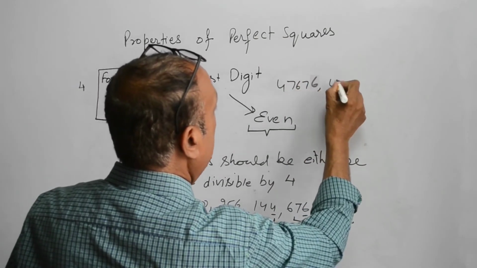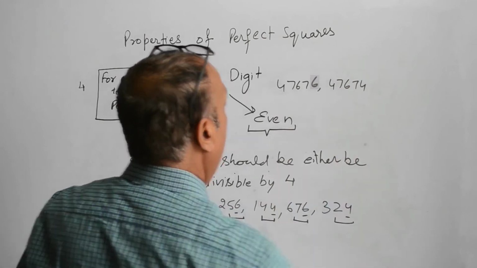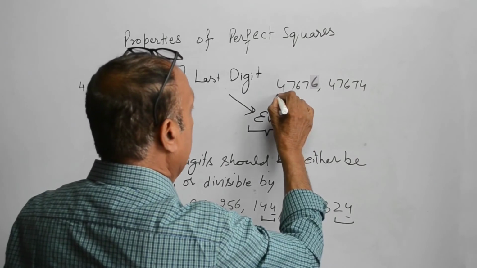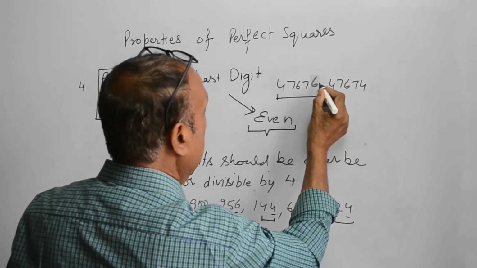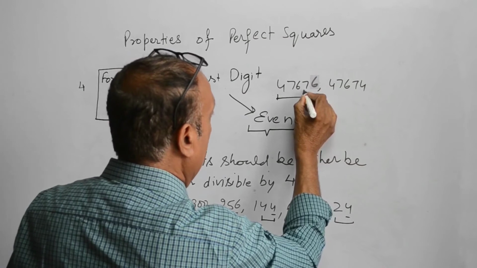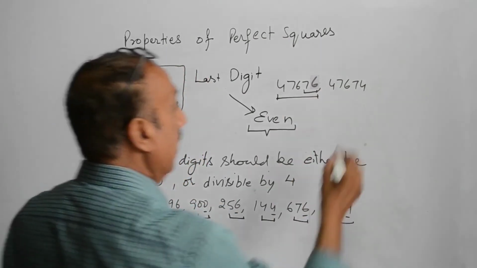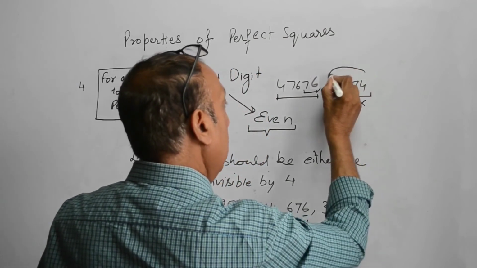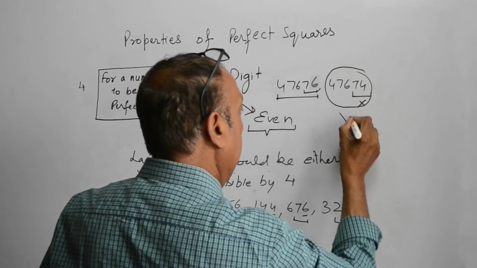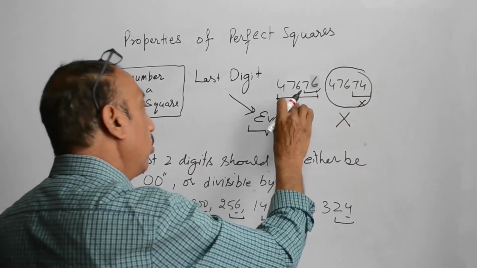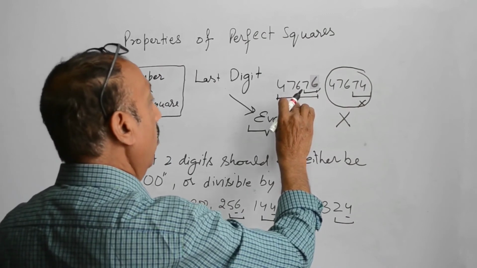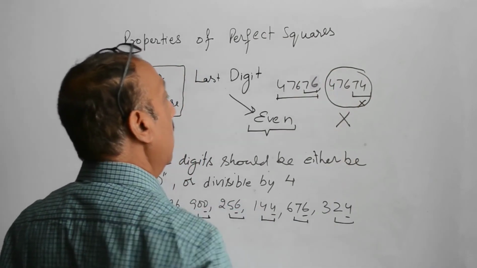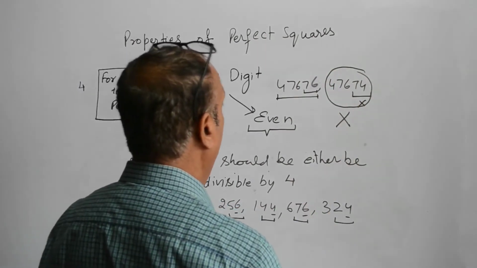47676 and 47674, which can be a perfect square? This number can be a perfect square. The last digit is an even number and the last two digits are divisible by 4. Here the last two digits 74 are not divisible by 4, so this number can never be a perfect square. For this one we will have to check whether it is a perfect square or not. For the other we don't have to check because the last two digits are not divisible by 4.